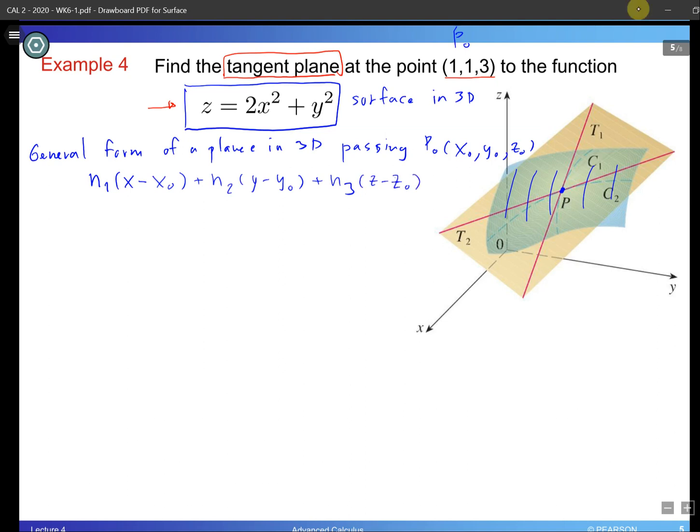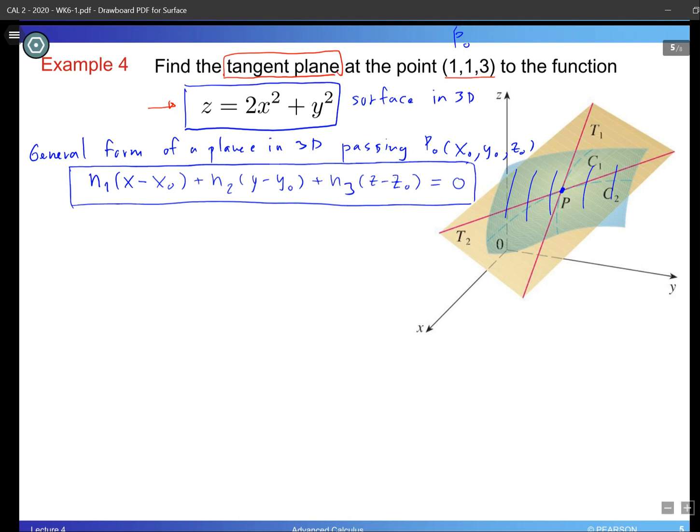Okay, and the whole equation has to be equal to 0. This is the general form for a plane passing through a certain point P0. It has to be in this form. And the question is, what is n1, n2, and n3?